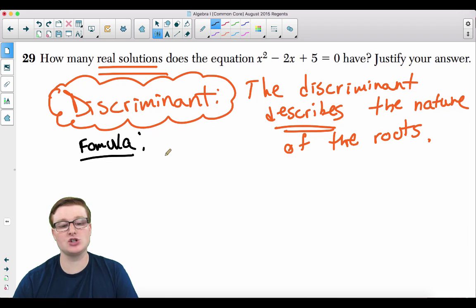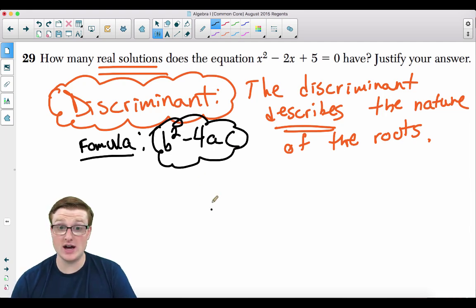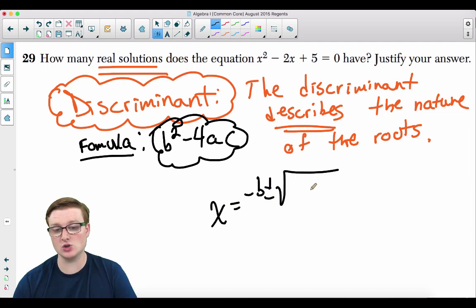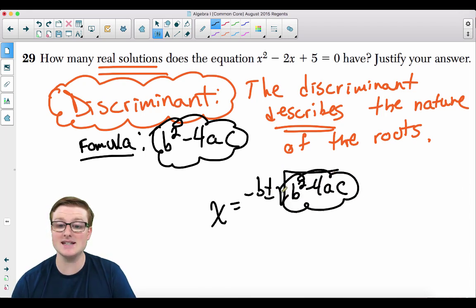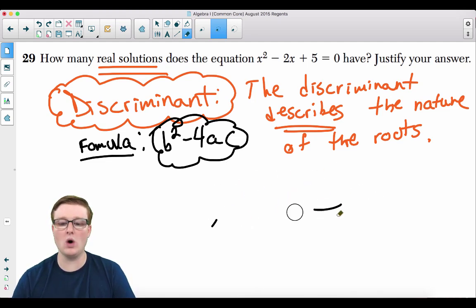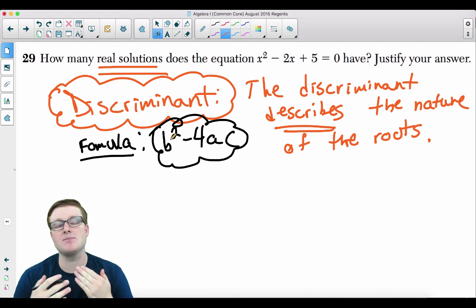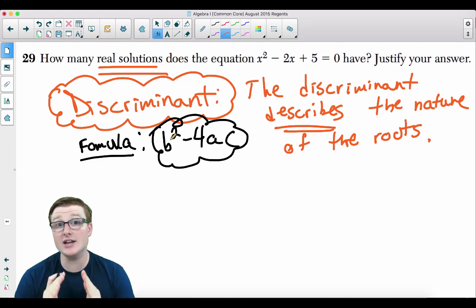The formula for the discriminant is b squared minus 4ac. If this looks familiar, it should be. In the quadratic formula, x equals negative b plus minus the square root of b squared minus 4ac. So this is underneath the radical of the quadratic formula. Now, listen, I'm not going to go in depth as to why you use this formula. I'm just going to tell you to use it. I promise you this, you are going to learn why you use this formula when you get to Algebra 2. It's just too advanced to talk about right now.